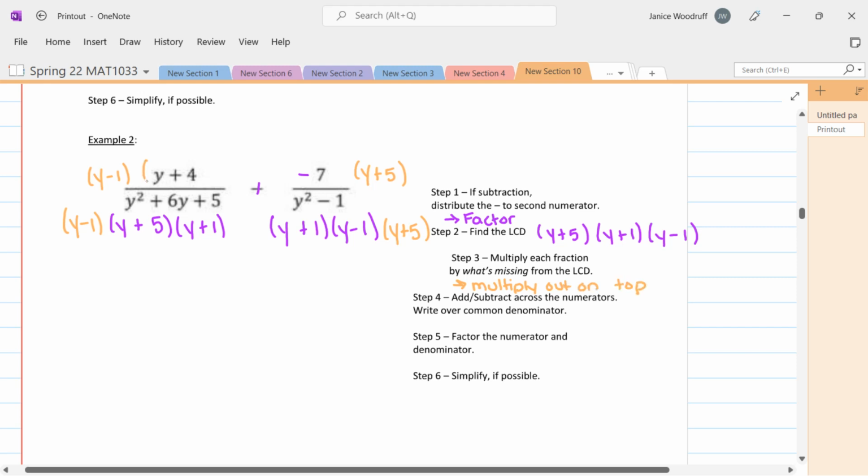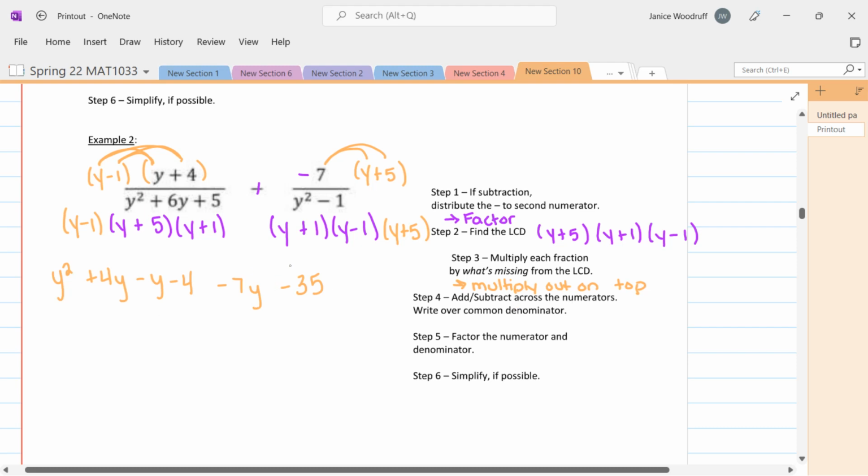Okay, meaning you're going to do y minus 1 times y plus 4. So that's going to give us a y squared plus 4y minus y minus 4. Then we'll also distribute this negative 7. Negative 7 times y, negative 7y. Negative 7 times 5, negative 35. So we multiply that out, and then we're going to add or subtract across.